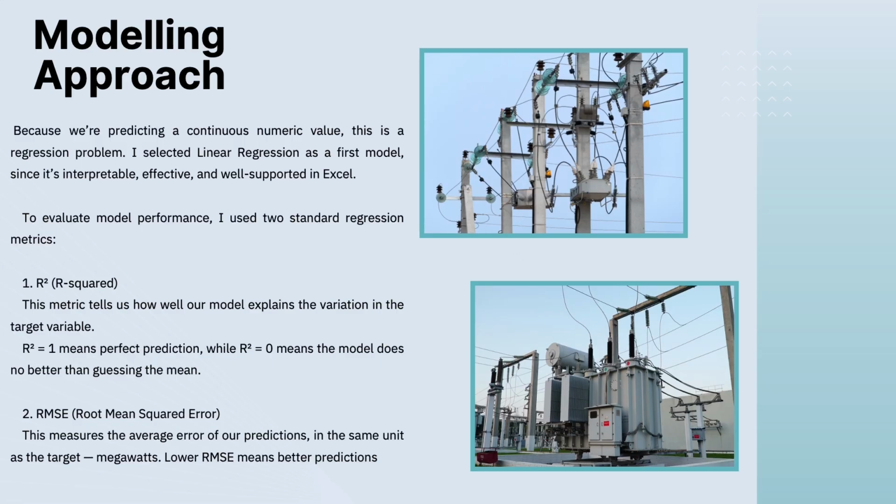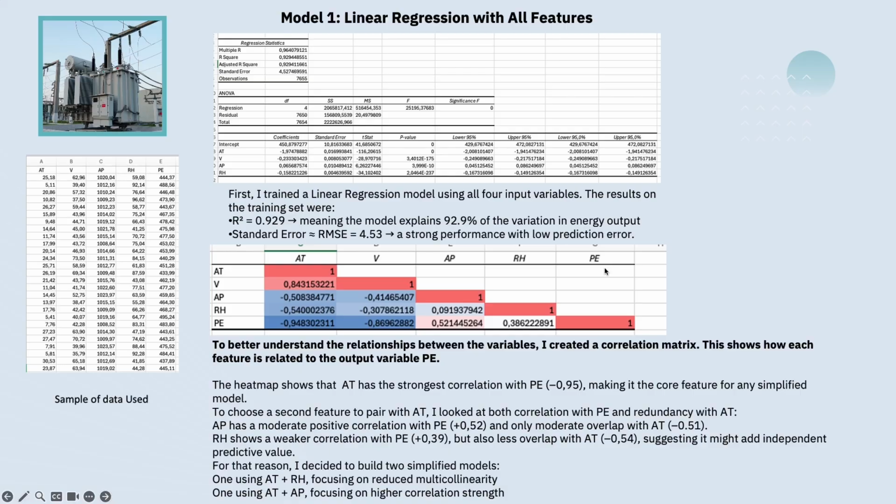I started by training a linear regression model using all four input variables. The results were strong. An R² of 0.929 and an RMSE of 4.53 megawatts, meaning the model explained nearly 93% of the variation in energy output with low average prediction error.